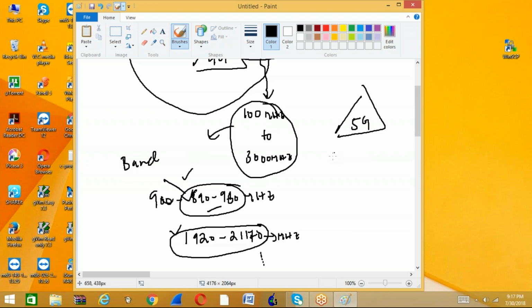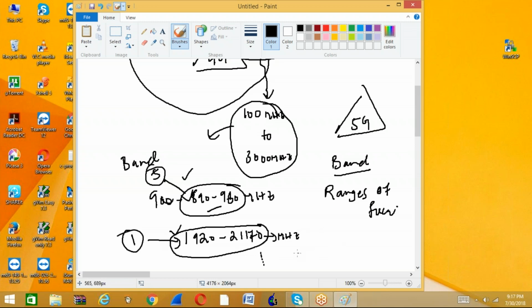Band is nothing but the exact definition: a range of frequencies. Presuming for this range I'll give the number 1, and for this range I'll give number 5.